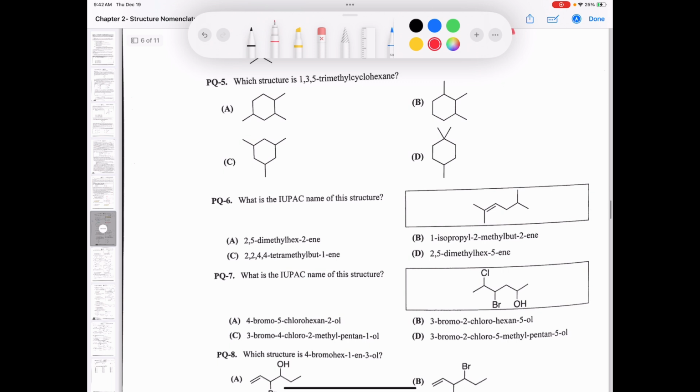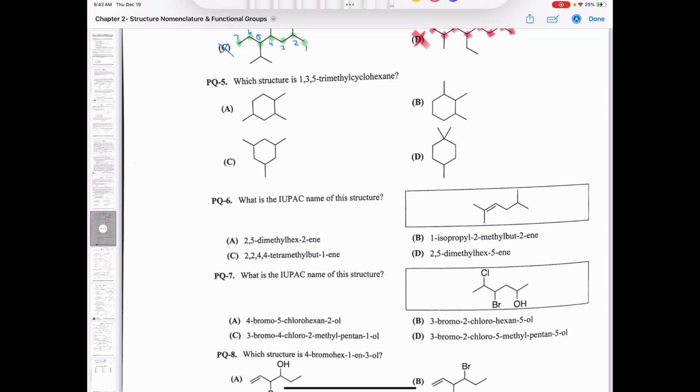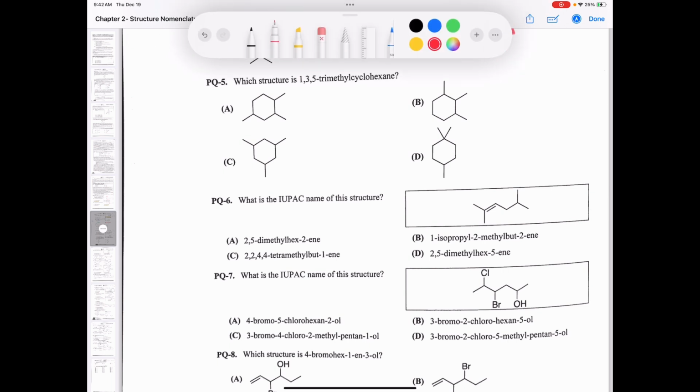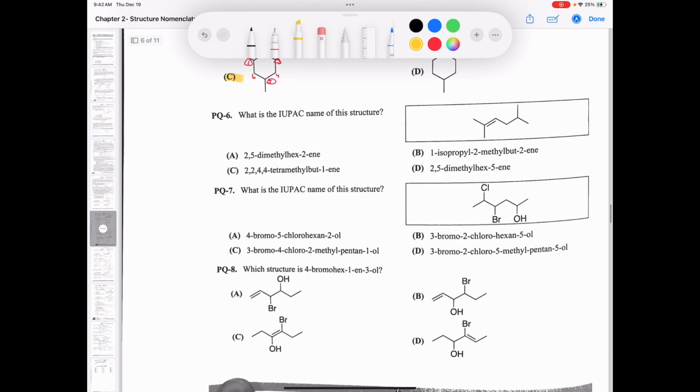Okay, question number 5. Which structure is 1,3,5-trimethylcyclohexane? Well, I think this one is relatively straightforward. And if you look at C, we have 1, 2, 3, 4, 5, 6 in our cyclohexane. So we have a 1,3,5-trimethylcyclohexane. So the answer is going to be C for that one. All right, let's take a look at question number 6.